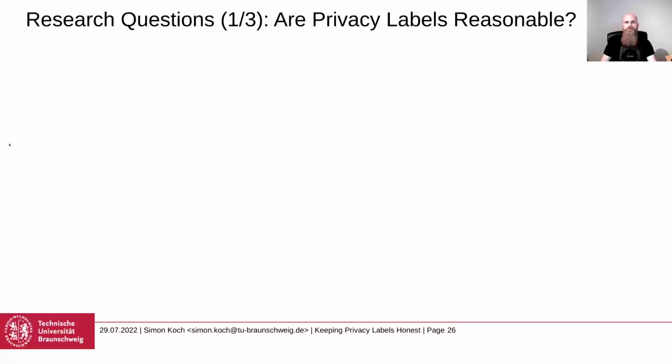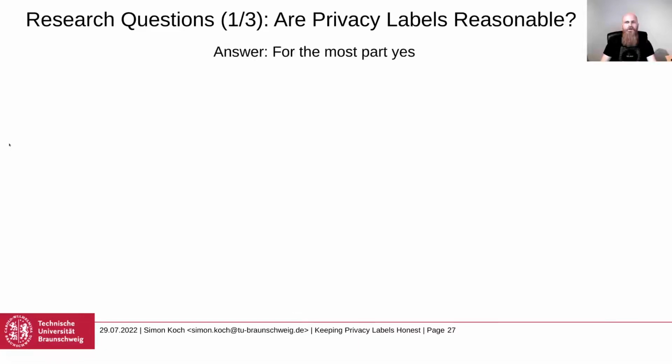Now that we have detailed the vast amount of information contained in a privacy label, we come to our research questions, of which we had 3. Our first question was, are privacy labels reasonable? What we mean by this is, can we understand what data is actually collected when looking at the privacy labels, and does this make sense? And overall, for the most part, the answer is yes.